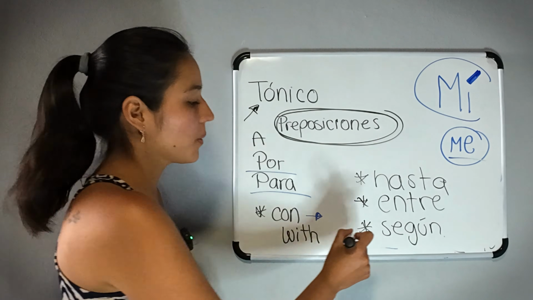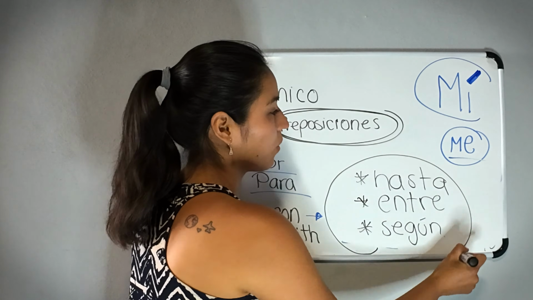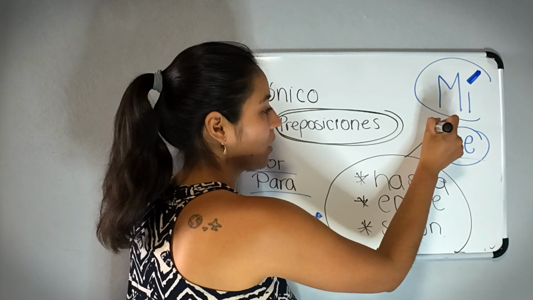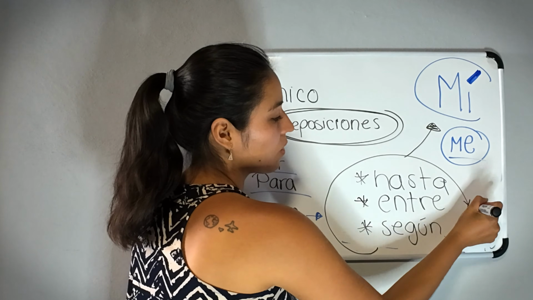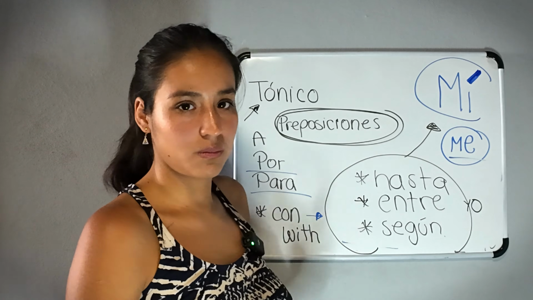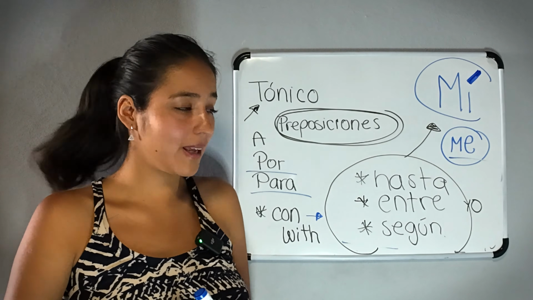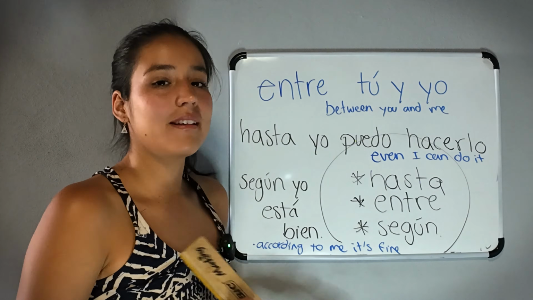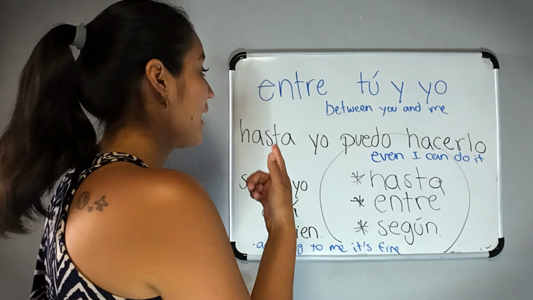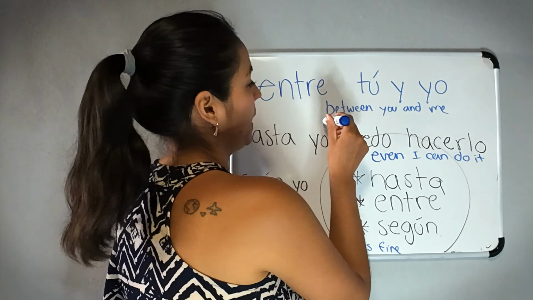Okay? With these prepositions, you are not going to use me, you are going to use yo. Do you want an example? Yeah, we can do that. These are our examples. Entre, it's between.